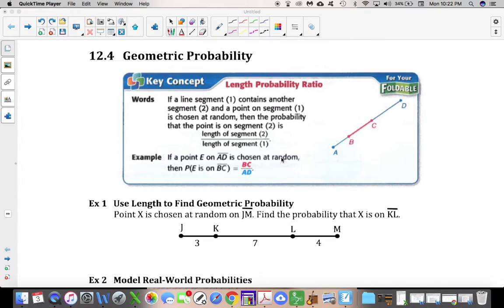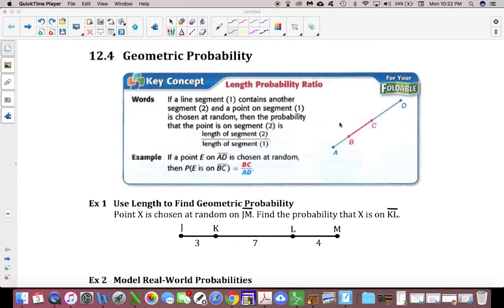So 12.4 is geometric probability. On the back side of this sheet, I'm going to give you a couple formulas that you need to know for area, like area of a circle, area of a rectangle, area of a triangle, that type of thing. I'll give those to you if you don't already know those, but they start us off with just line segments and the probability of landing a dot on a certain portion of a line segment.